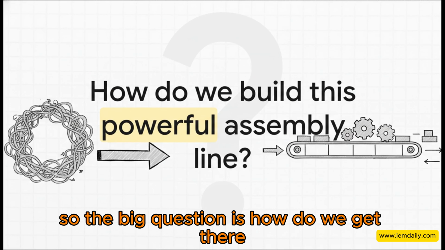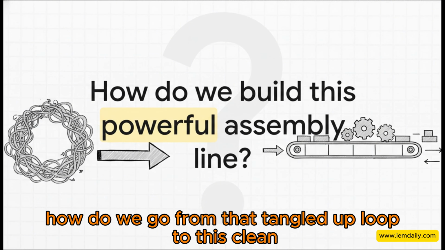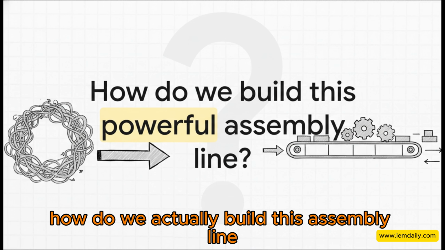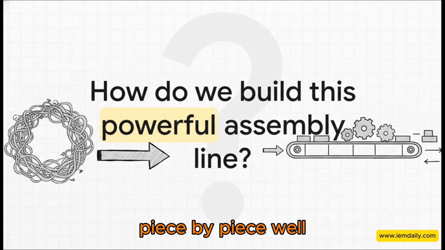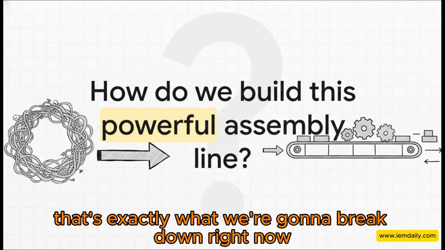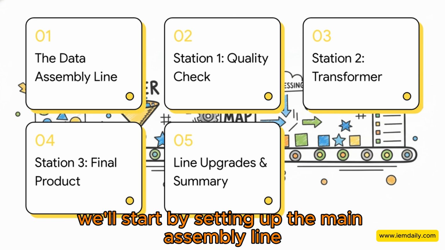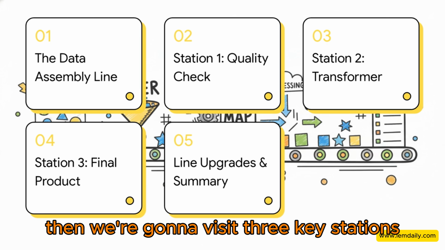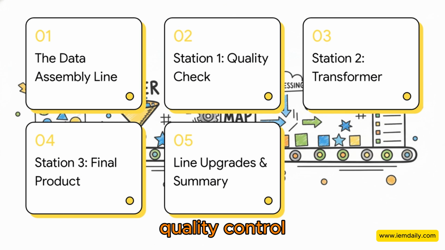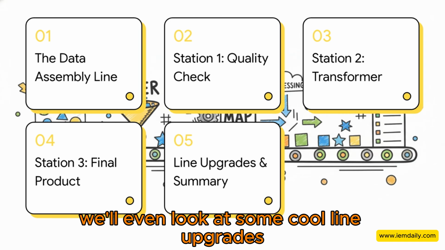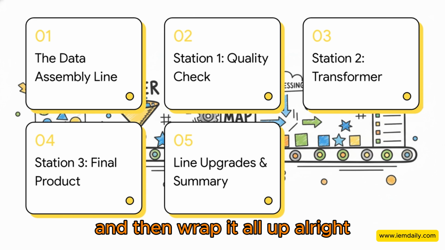So the big question is, how do we get there? How do we go from that tangled-up loop to this clean, efficient pipeline? How do we actually build this assembly line piece by piece? Well, that's exactly what we're going to break down right now. Here is our plan, our blueprint for the factory floor. We'll start by setting up the main assembly line. Then we're going to visit 3 key stations: quality control, the transformer, and the final product station. And at the end, we'll even look at some cool line upgrades and then wrap it all up.